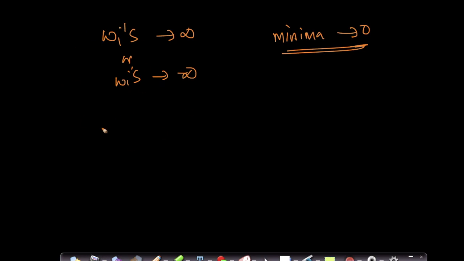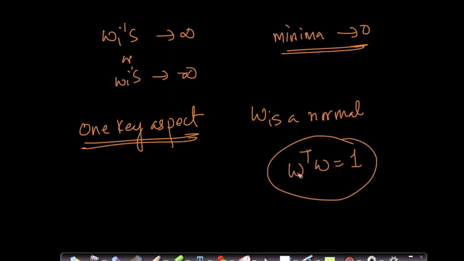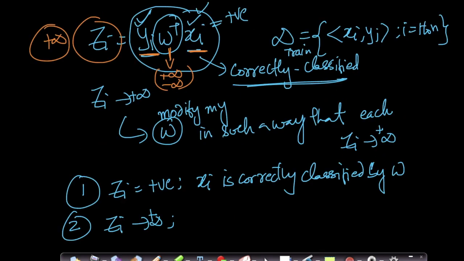While constructing our whole optimization problem, we missed one key aspect, which is that W is a normal to a hyperplane. And what does normal to a hyperplane mean? Normal to a hyperplane basically means that it has W transpose W equals 1. We didn't use this anywhere. Right? That's one key aspect that we did not put in our optimization problem.